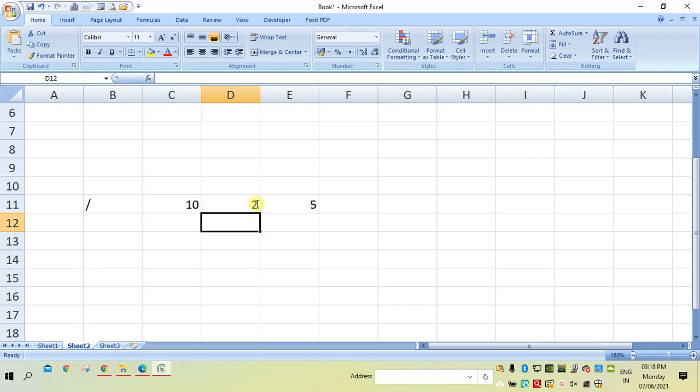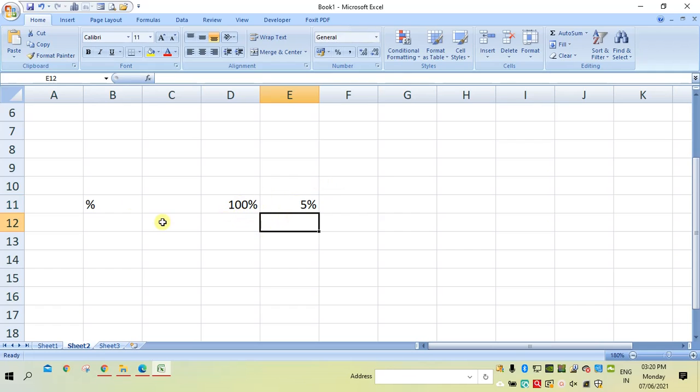The next symbol is percentage. This is used with a number to indicate that the number is a percentage. For example, if you want to show 100%, write 100 and then enter the percentage symbol with it. Similarly, if you want to show 5%, you type the 5 and along with that insert the percentage symbol. This is how we can use this operator.